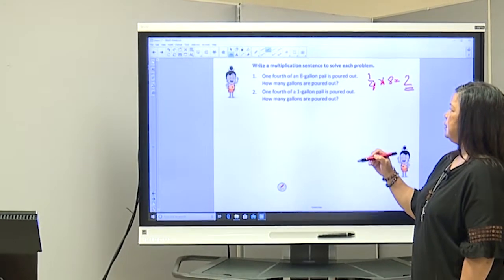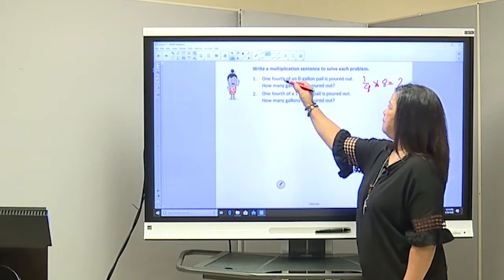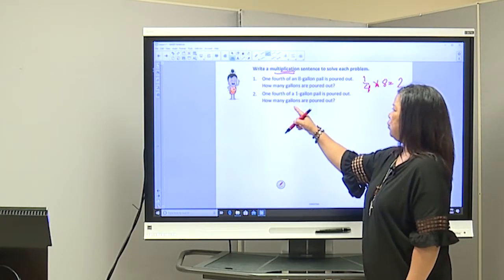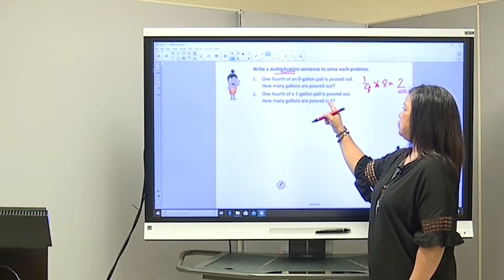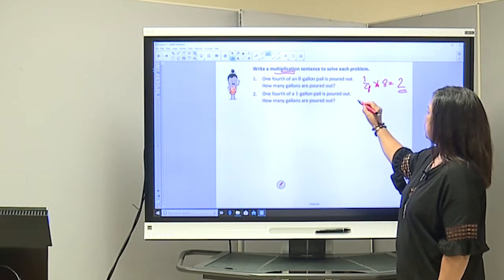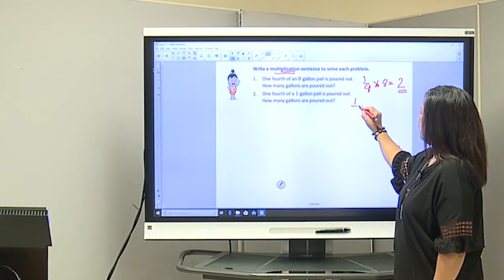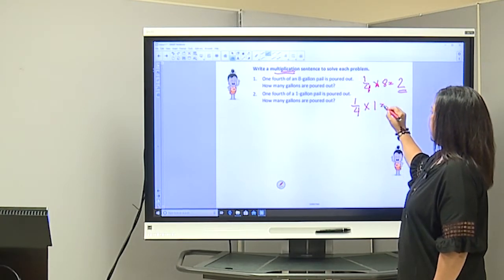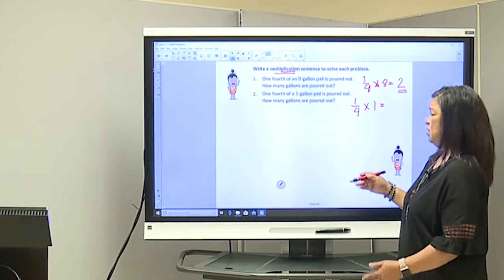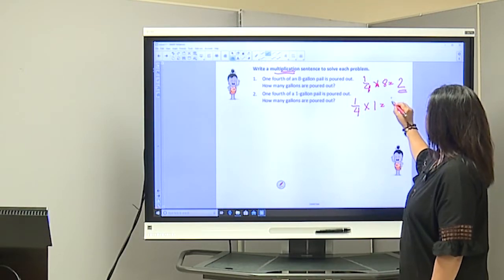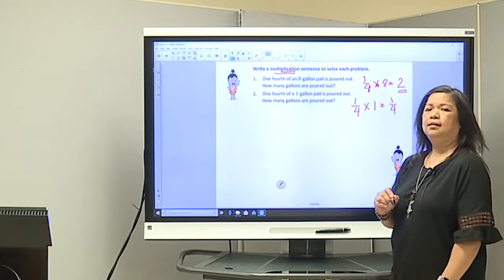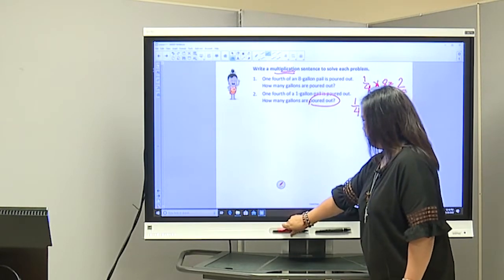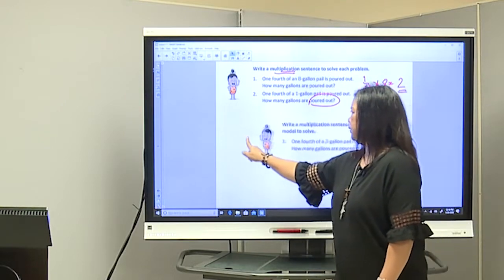Next, what is the multiplication number sentence that goes with number 2? 1/4 of a 1-gallon pail is poured out. So here, 1/4 of 1 gallon is poured out. How many gallons are poured out? It's just like multiplying by 1, so you get the same number. 1/4 gallon is poured out. Okay? Now, let's try this one.